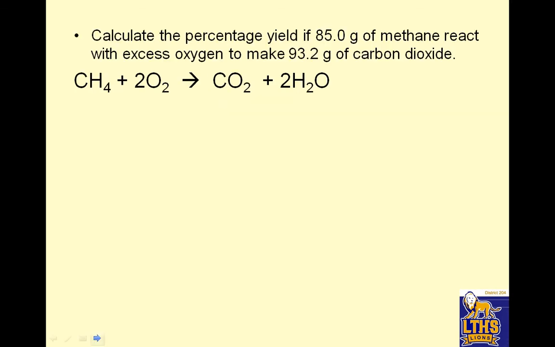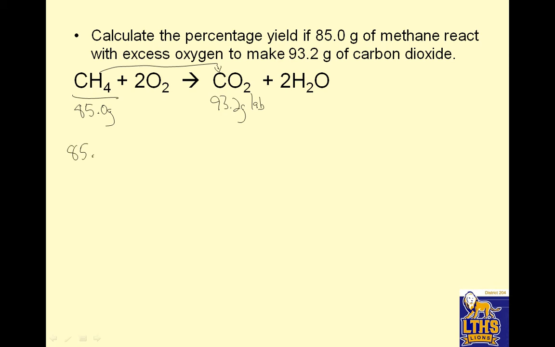Let's see. Calculate the percent yield if 85.0 grams of methane react with excess oxygen to make 93.2 grams of carbon dioxide. Notice I have 85.0 grams of this, and I have 93.2 grams of this. Now what's weird is I'm going to take my reactant and convert it into the one I already have a number for. This is my lab number. So now I have to do the math to convert CH4 into CO2.